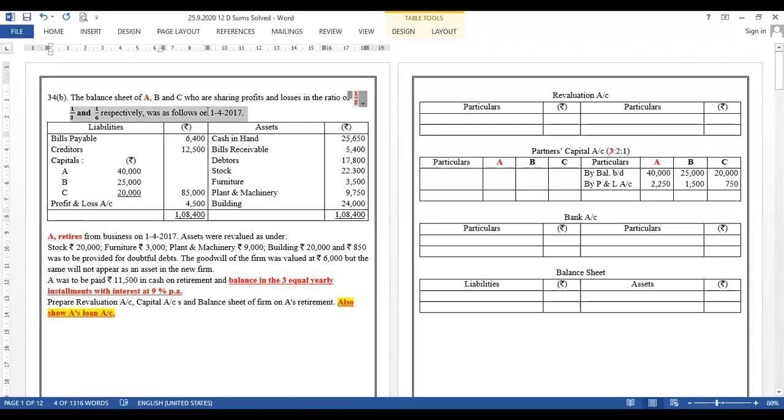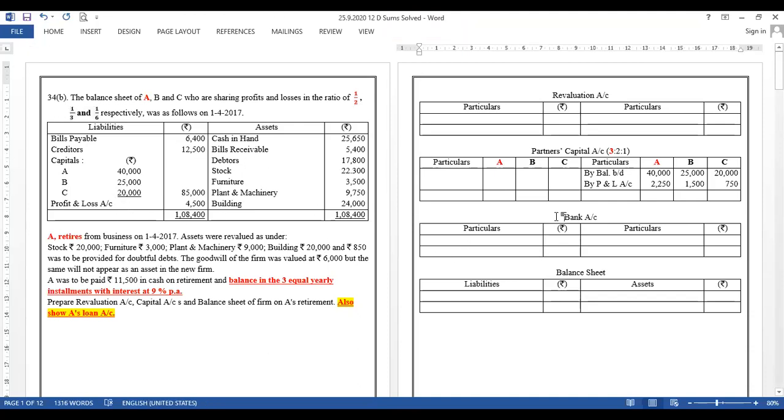These denominators and fractions do confuse students at times, but please make sure whenever fractions are given to us, all you need to do is equalize the denominators. That's all. 6 is the denominator, the common LCM for 2, 3, and 6. So 3:2:1 is the ratio. Now from the asset side, we have cash in hand. So let me write over here cash balance, right?